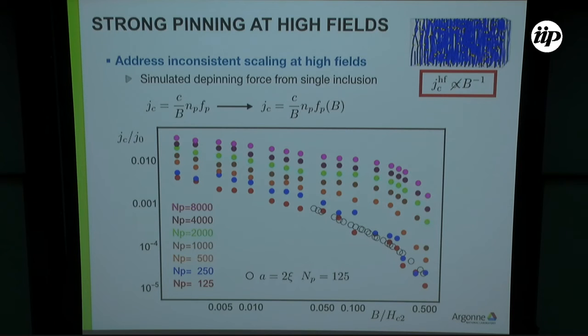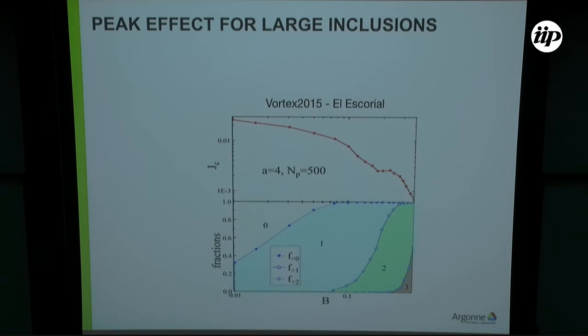Okay, now I come to the last topic, which is the peak effect for large inclusions. And actually it's similar to what I just showed you, only that now I change from relatively small defects of 2 Xi diameter to larger particles. And this is actually data which Alex showed 2 years ago in El Escorial. And he showed the critical current for large particles, there are 500 of them, as a function of the magnetic field in a log-log plot.